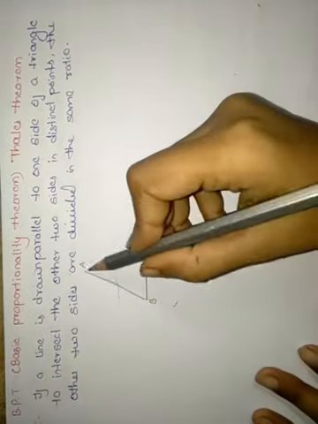We'll start the first theorem of the triangles chapter, that is BPT theorem. BPT means Basic Proportionality Theorem, and it is also called the Thales theorem. It is a very important theorem in the triangles chapter. To know the basic proportionality theorem, let us draw a triangle here.